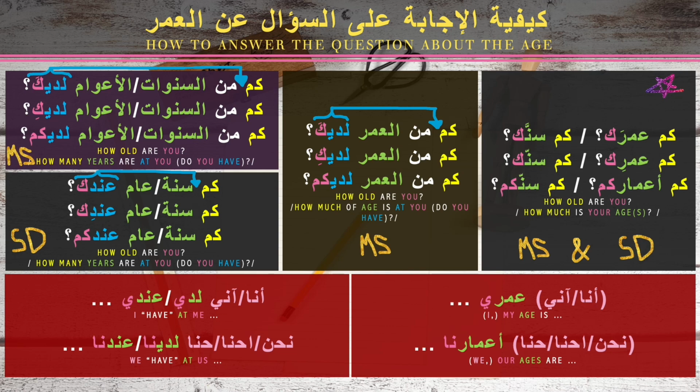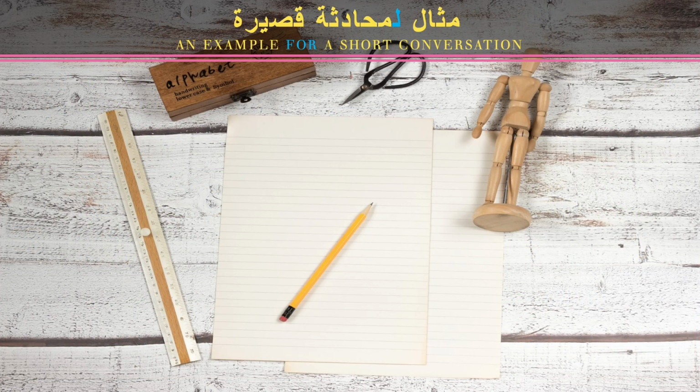أني in some dialects like the Gulf countries area or the eastern side of Saudi Arabia, a lot of people say أني عندي 38 سنة or نحن لدينا or نحن عندنا 38 39 و40 سنة. Let's say there are three people. So I think you got it. Let's move to the next part, where we are going to have an example for a short conversation about the age.